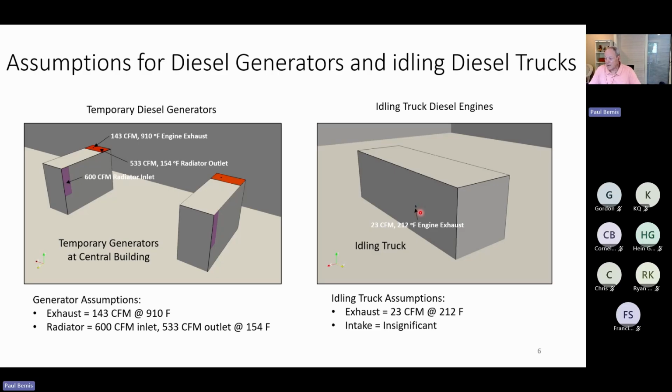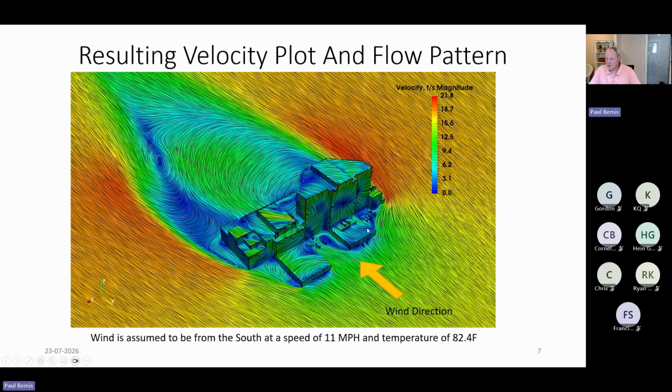Now the idling truck over here, we simply modeled as a temperature outlet source, and also a flow rate with particulate. And we got the specifications, we'll show you in a moment, from literature we found on the internet. In this case, wind is going to be 11 miles an hour from the south at a temperature of 82 degrees. Wind direction and speed is generally determined from a windrose.